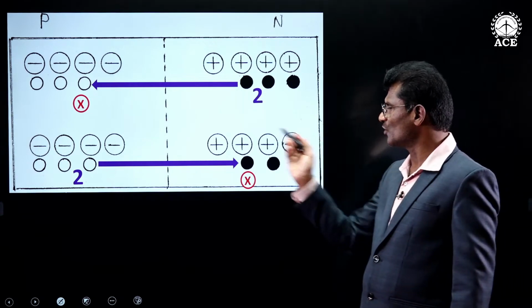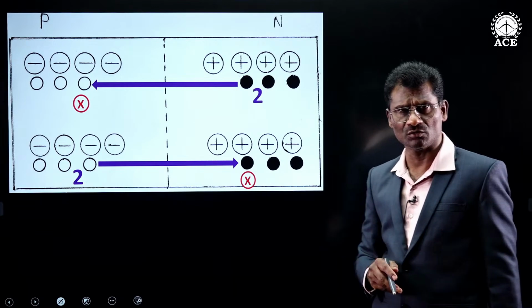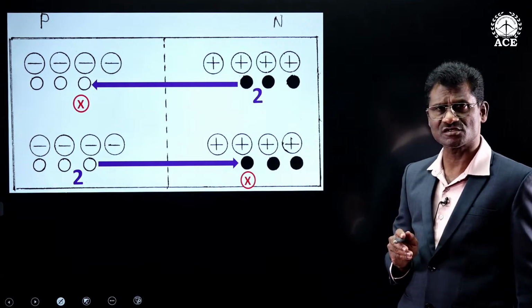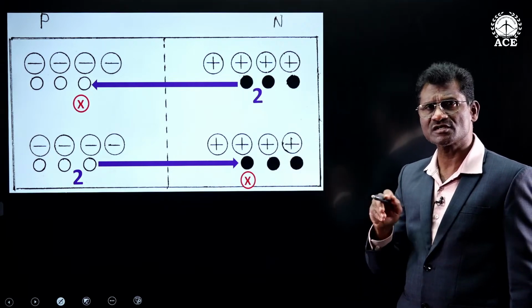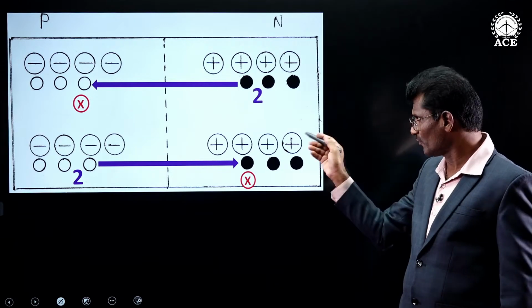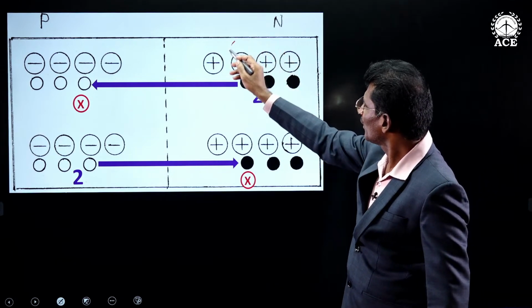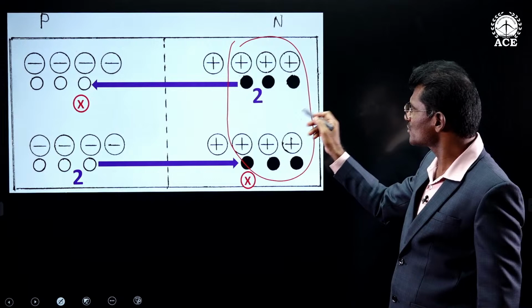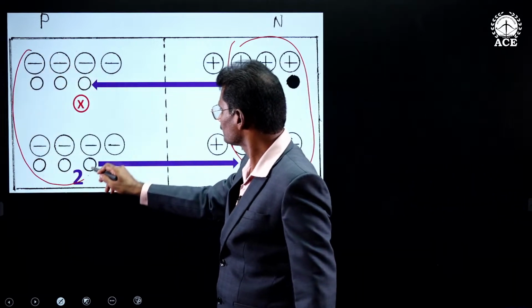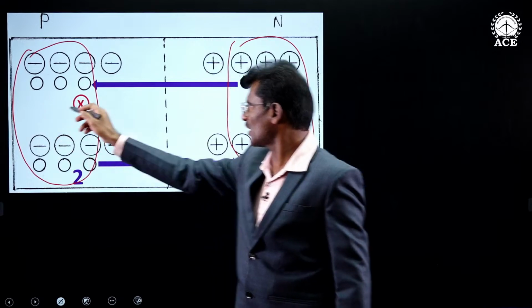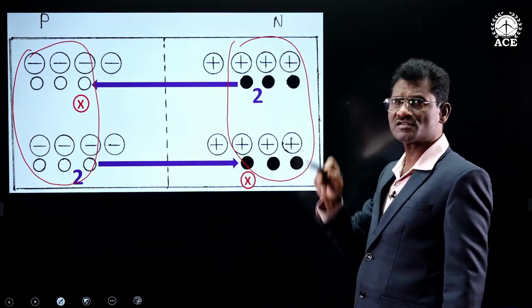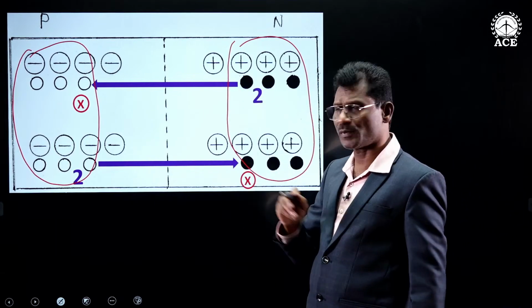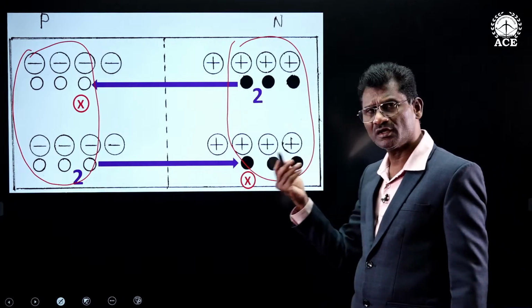Ideally speaking, diffusion of charge carriers should continue until the same concentration exists throughout the length of the device. Uniform carrier concentration should exist. But if you look at this diagram, in this area hole concentration is less than this area. Similarly, in this area electron concentration is less than this area. Still, diffusion has come to a halt. Why? Because the central positive and negative ions are opposing the diffusion.